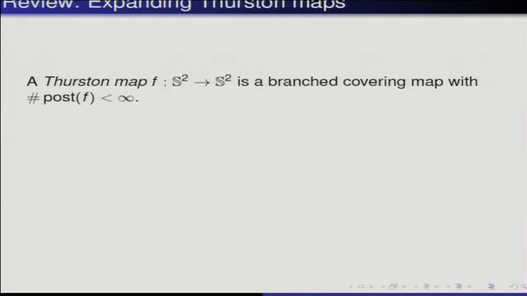Okay, let's review some definitions from Mario Bonk's talk on Tuesday. Thurston defined a Thurston map as just a branched covering, which means that locally, after coordinate change, it looks like z to the d for some d, and with a finite post-critical set.